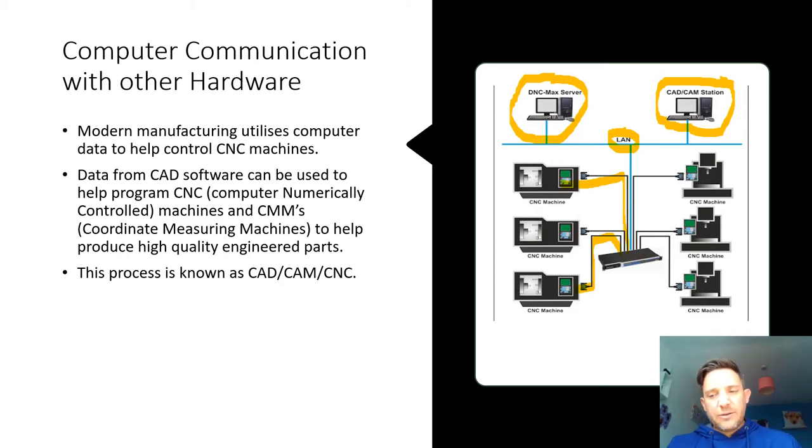Okay, so in engineering, we kind of term this process as CAD, CAM, CNC. So CAD is the design of the models. CAM is the conversion of the CAD model into data that a machine will understand. And then CNC, computer numerically controlled machinery, which is why I count a 3D printer as a CNC, because it's computer numerically controlled. That will then automatically make the parts for you.